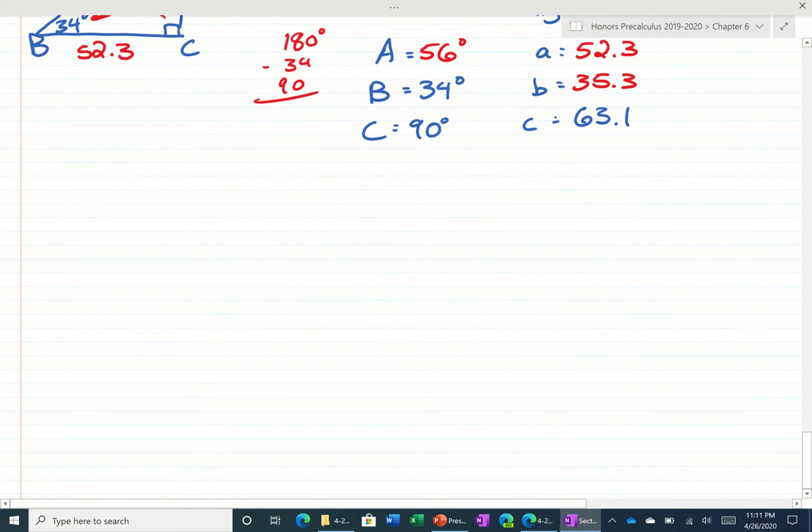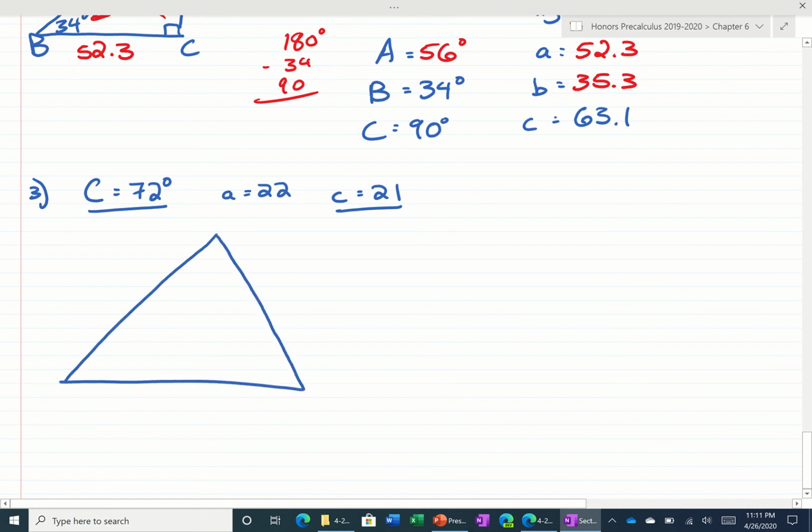Let's try a different one here. Number 3. Angle C was 72 degrees. Side A was 22, and side C was 21. Side-side-angle, so I'm going to draw it like this. The angle and the side, the other side. Alright, so let's start doing this here.